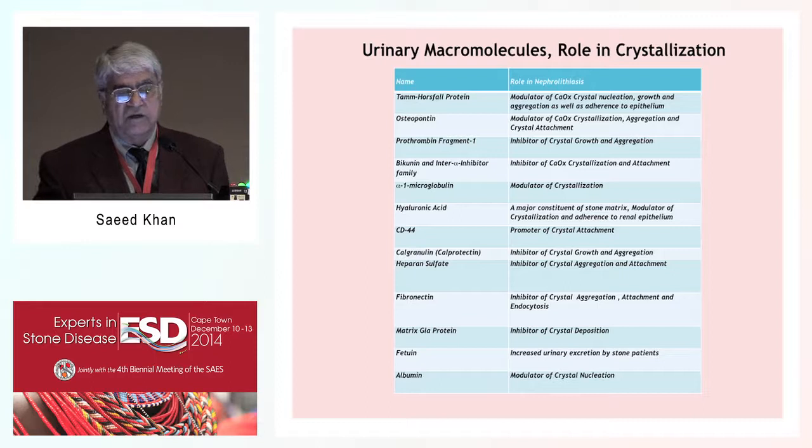Some of them modulate crystal nucleation, others crystal growth, others crystal aggregation, and some of them do all of it at the same time. Most of these everybody is familiar with, except fetuin, which has been known in other areas of calcification, but in the kidney stone area, I think only last year somebody found that fetuin is also an important player in stone formation.